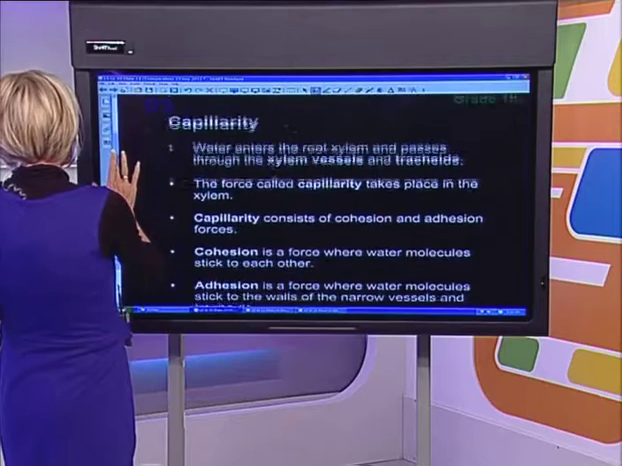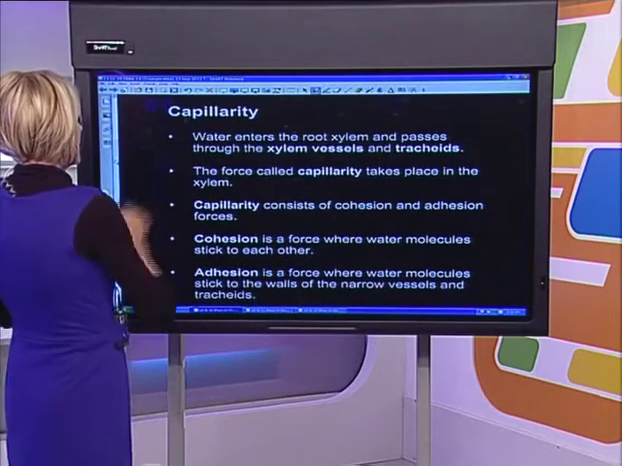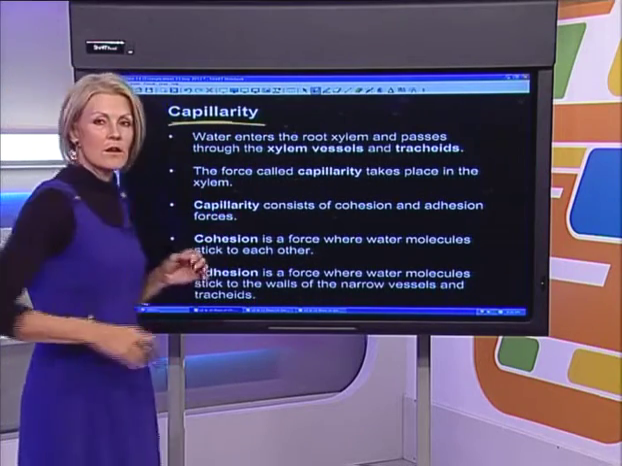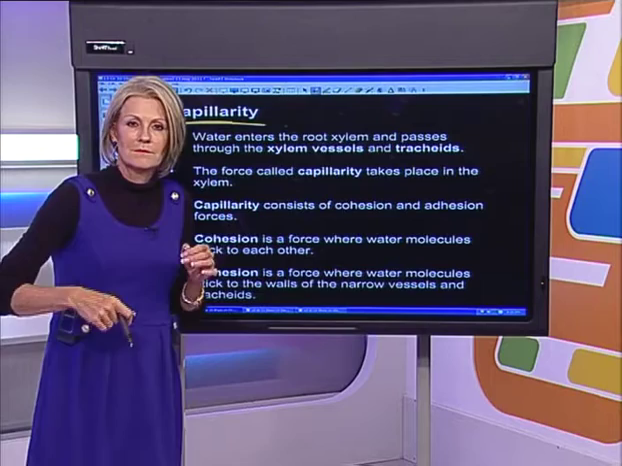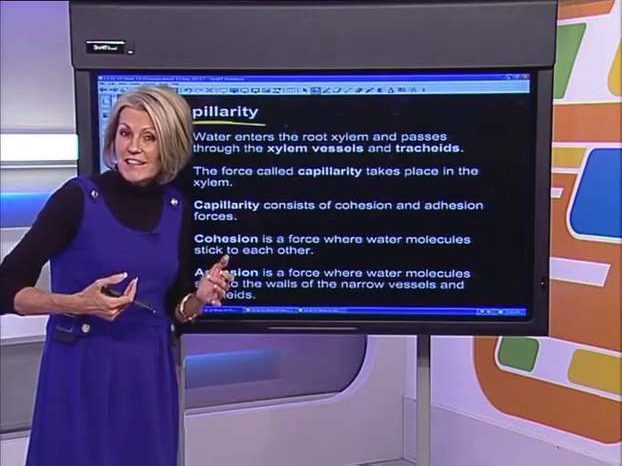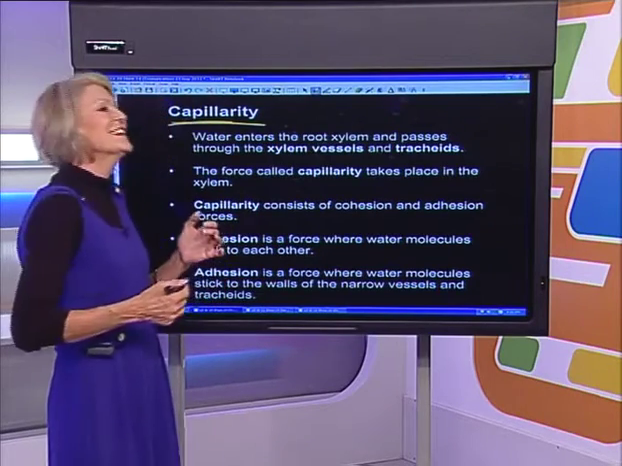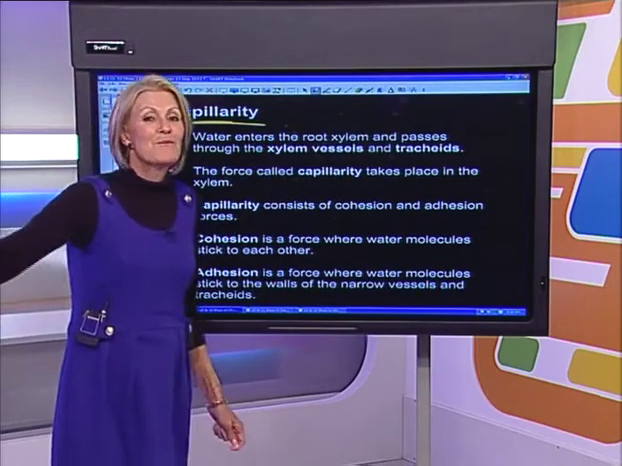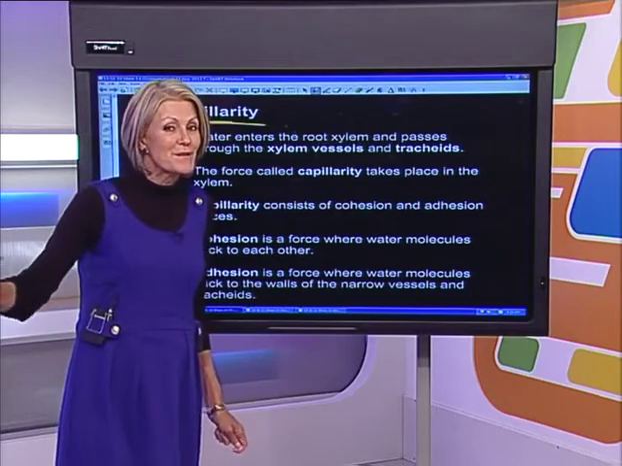Okay, now capillarity. I love this word. It sounds so neurologically stimulating. It's Ty. He's a bad influence. He really is a bad influence on me.